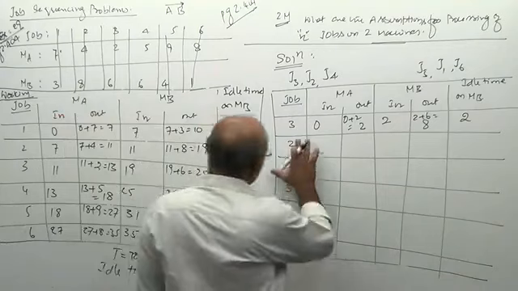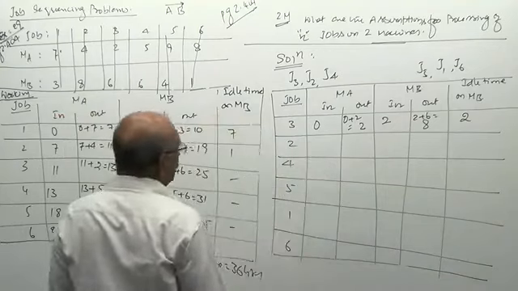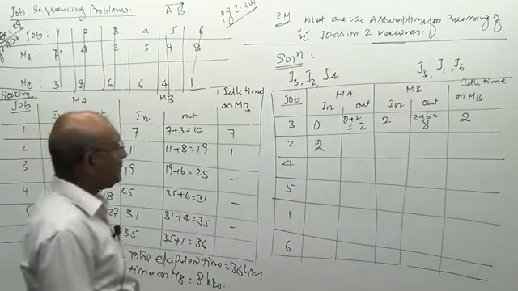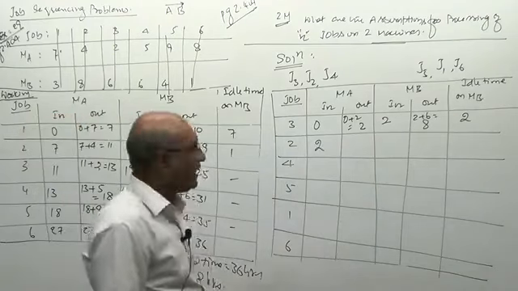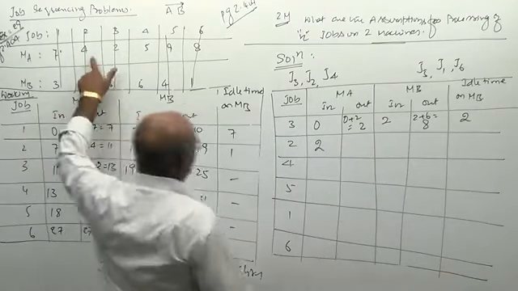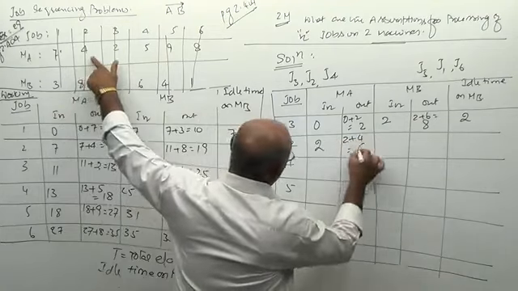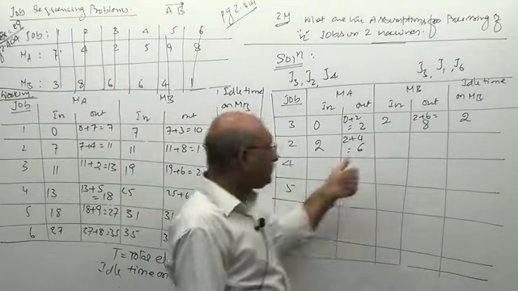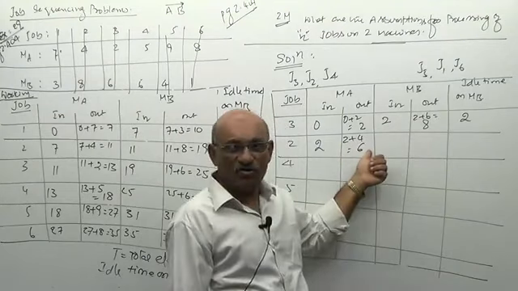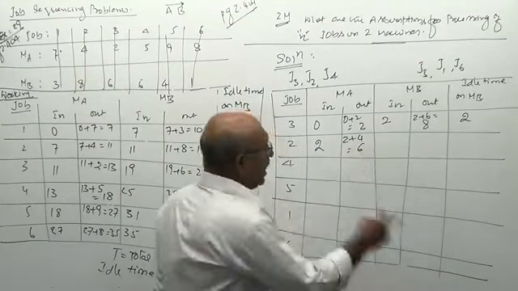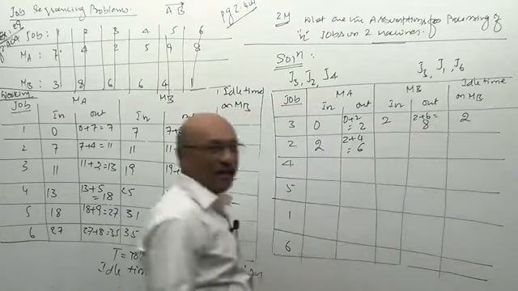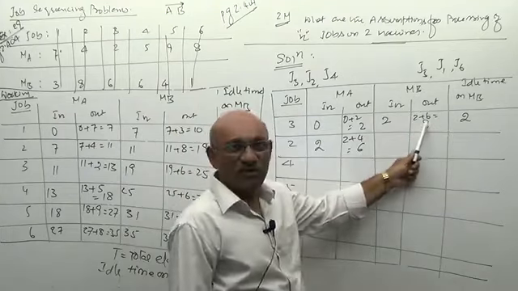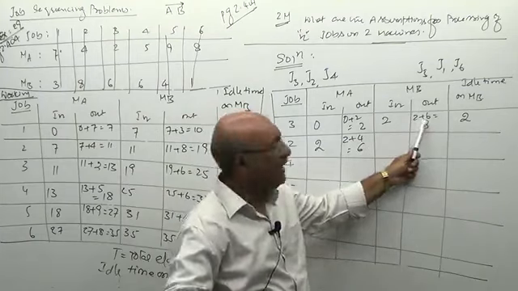Next, job number 2 is the next job. At what time will it enter? End of the second hour it will enter. How many hours are required? 4 hours are required. 2 plus 4 is equal to 6. At the end of 6th hour, this job will come out from machine A. Will it enter into machine B immediately? No. Why? Machine B is busy with the previous job until the end of 8th hour.